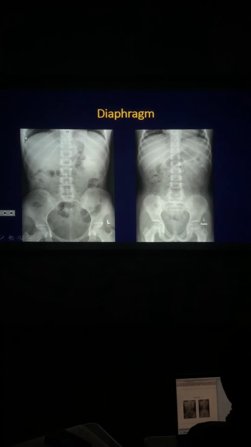And at the same time, you should see the costophrenic angle here. Okay? This angle should be very sharp. Whenever this angle is obliterated, that means there is fluid there. This patient has got pleural effusion.